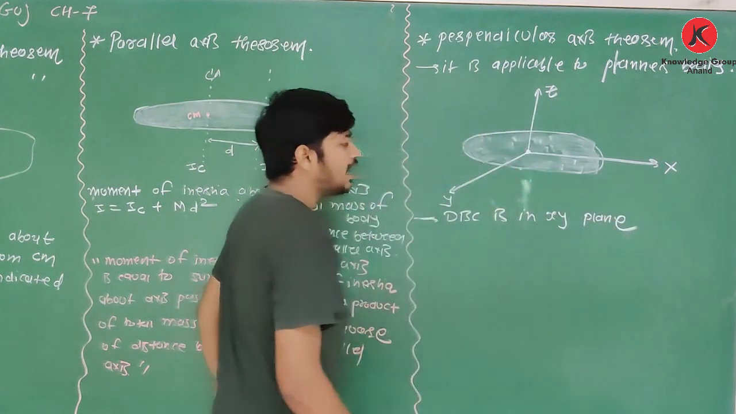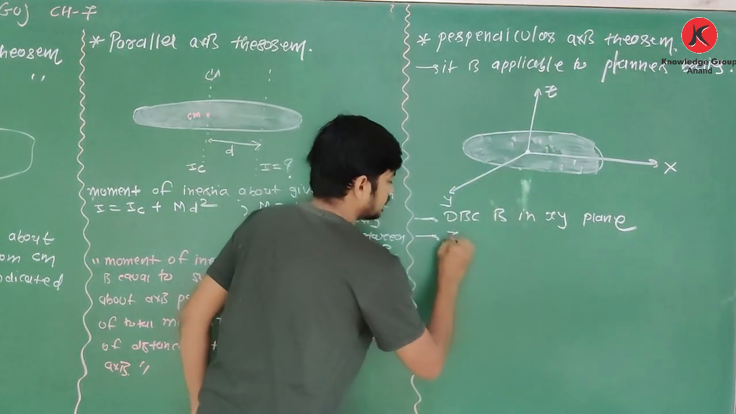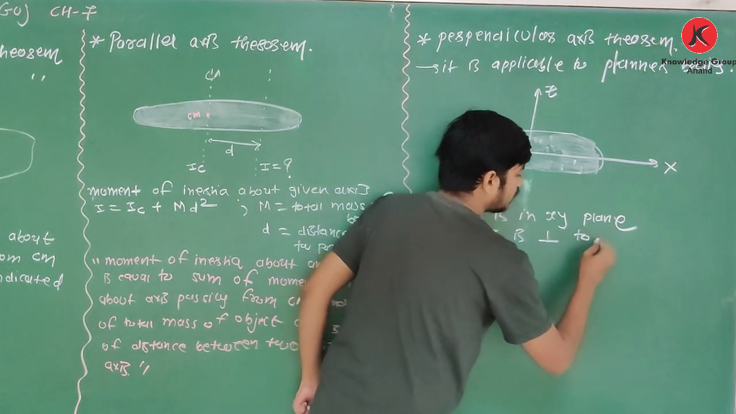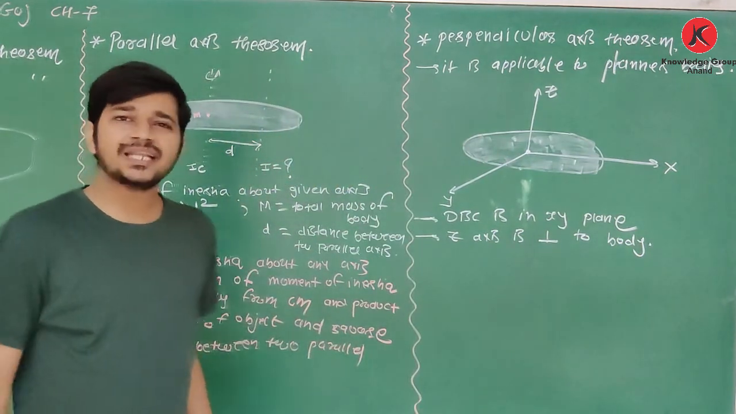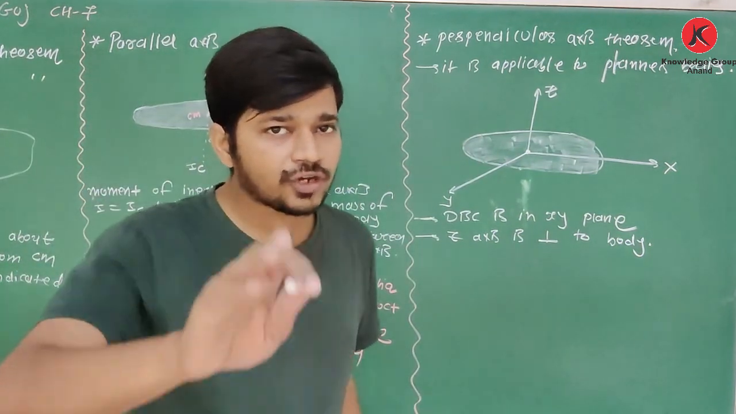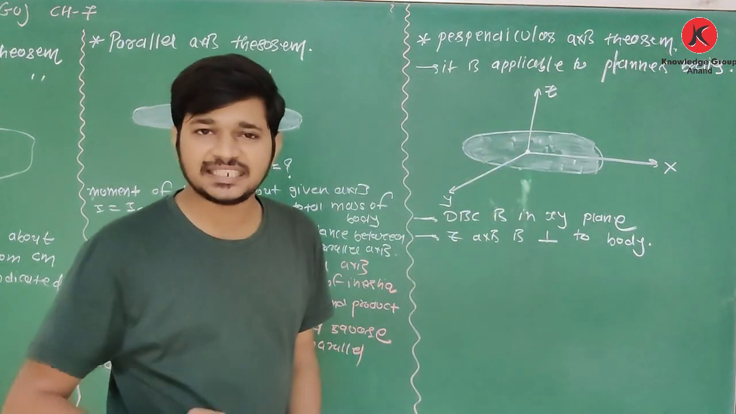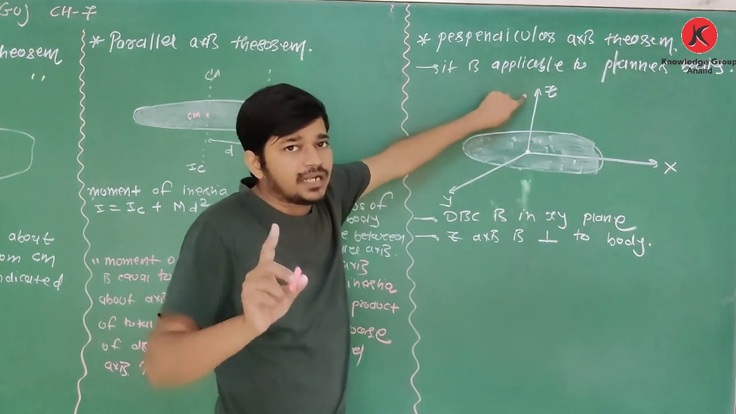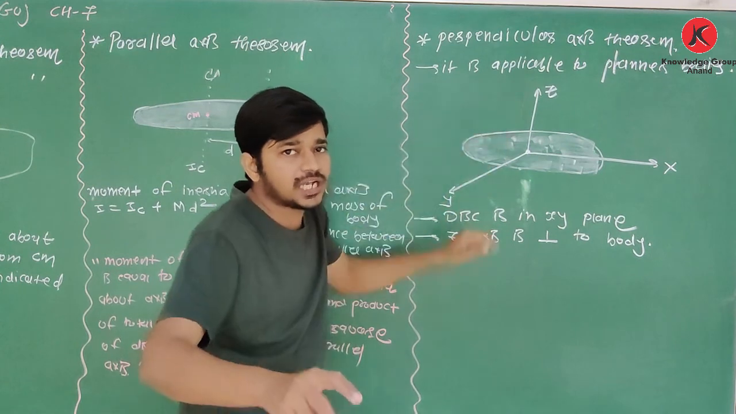This is in the xy plane, and the z-axis is perpendicular to the body. Then see, first of all I will write the equation. Then after the equation you can easily make the statement. See, this z-axis is perpendicular to the object.